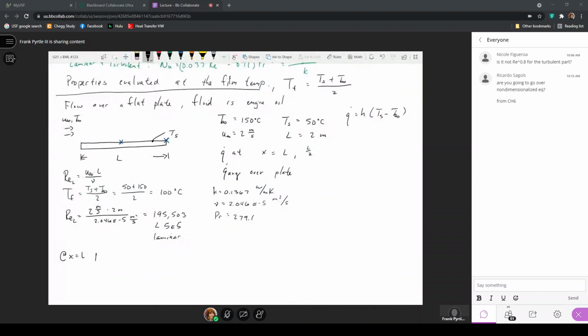So here the Nusselt number is equal to 0.332 times the Reynolds number raised to the 1/2 times the Prandtl number to the 1/3. So here this is 0.332, and I just calculated the Reynolds number. So this is 195,503 to the 1/2 times the Prandtl number of 279.1 to the 1/3. So we can get the Nusselt number first.